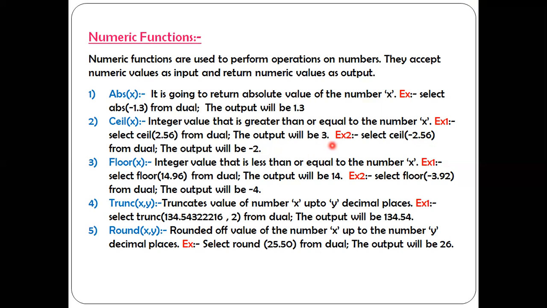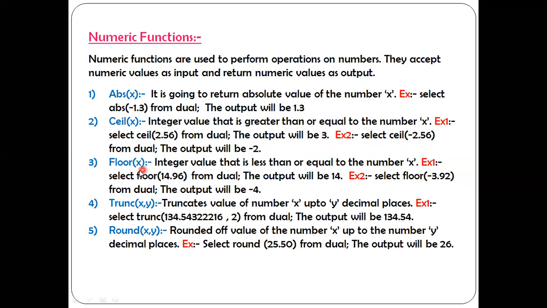Let me repeat the second example. Select ceil of minus 2.56 from dual. I am going to get the answer as minus 2. See, minus 2.56 is smaller than minus 2. If I go with minus 3, minus 3 will be smaller than this. So what I said is it's higher than the given number. For 2.56 in the first example, I got the answer as 3, and for minus 2.56 with the ceil function, I'm getting minus 2. Got it? If I use minus 1 here, I will get 0 as the answer.